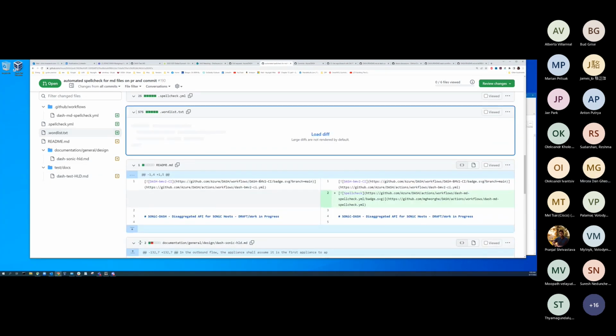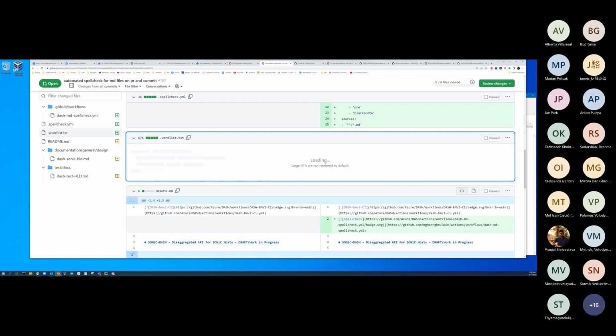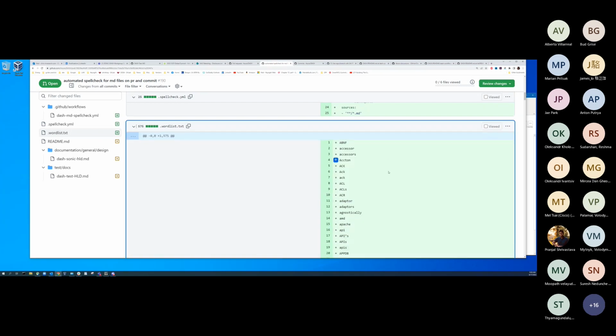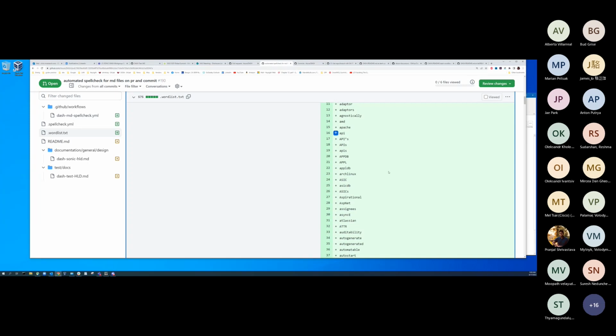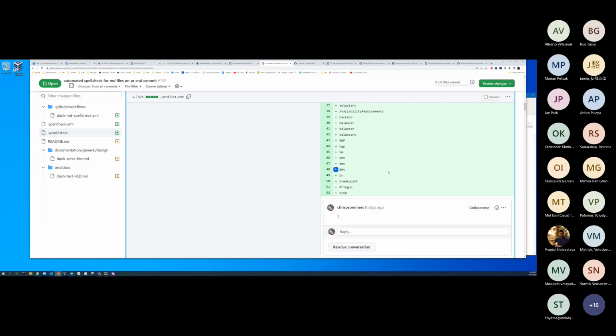So basically, it's going to run a spell check in the pipeline. And, you know, given that these are technical documents, there are tons of words that a standard spell checker doesn't know. So you have to build this dictionary.